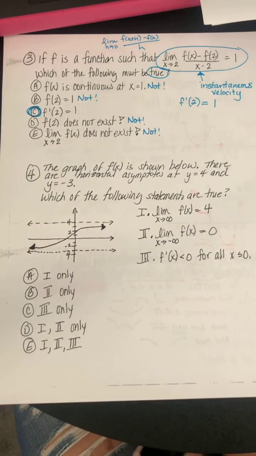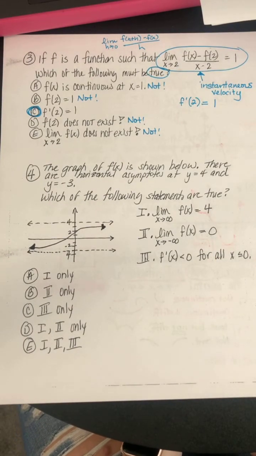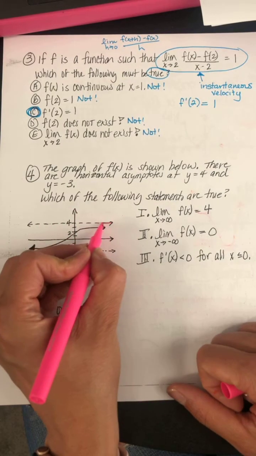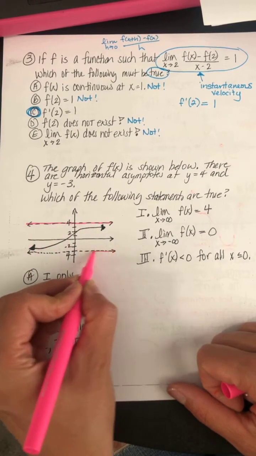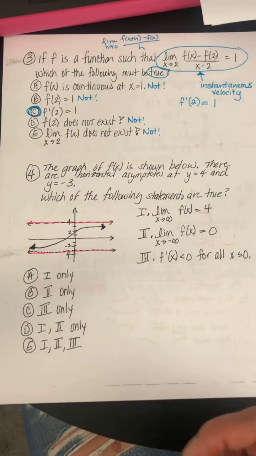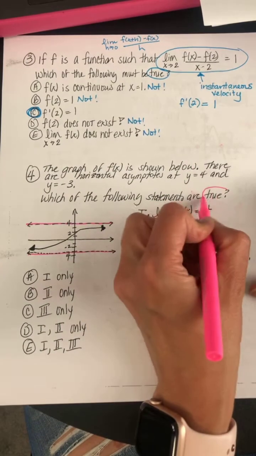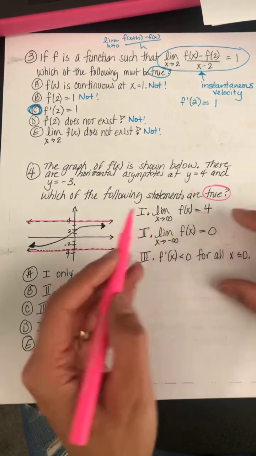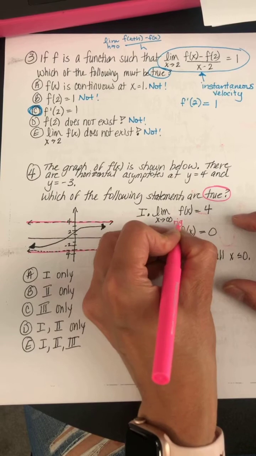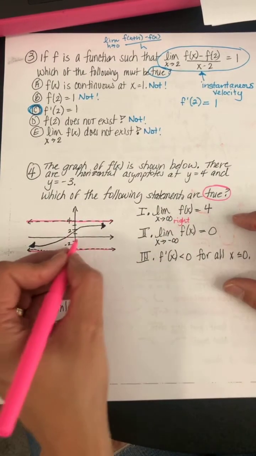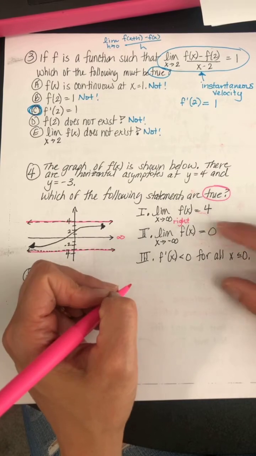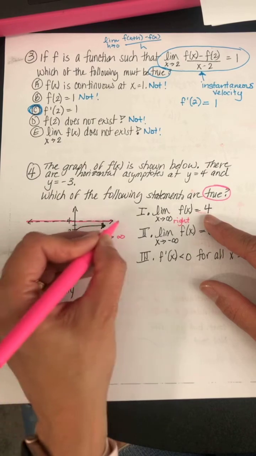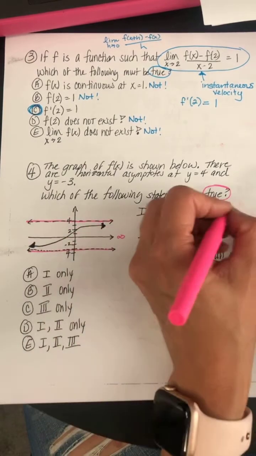All right, number 4. The graph of f of x is shown below. There are horizontal asymptotes at y equals 4 and y equals -3. So we have a horizontal asymptote here and here, okay? Which of the following statements are true? Okay, so let's look at each of these. The limit as x approaches infinity, that means we're going to the right along the number line on the x. So approaches infinity means we're going towards here. It says f of x equals 4. Well, as we're approaching infinity, we're hitting a horizontal asymptote, and it is at 4, so this is true.